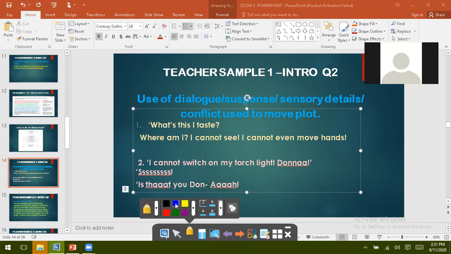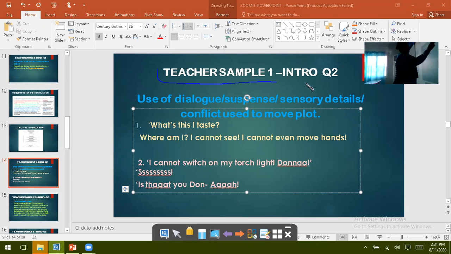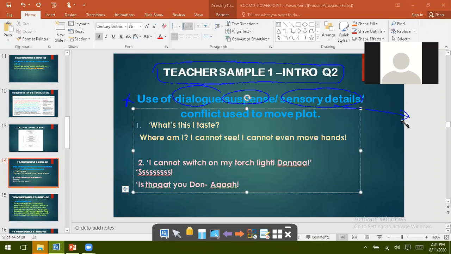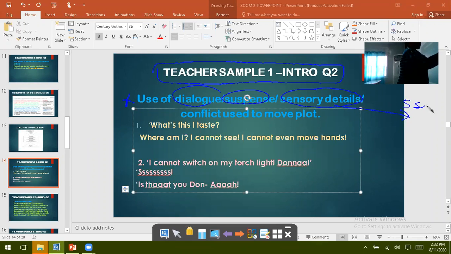Yes, miss. So I've labeled this one, teacher sample 1, introduction to question number 2. So I'm talking about the story writing here. I've used the approach, the use of dialogue, suspense, sensory details. What do you mean by sensory details? The 5 senses, right? So when we describe, what the writer is doing is enabling us as readers to use our 5 senses to see and feel what's happening in the story, right? So that's sensory details.